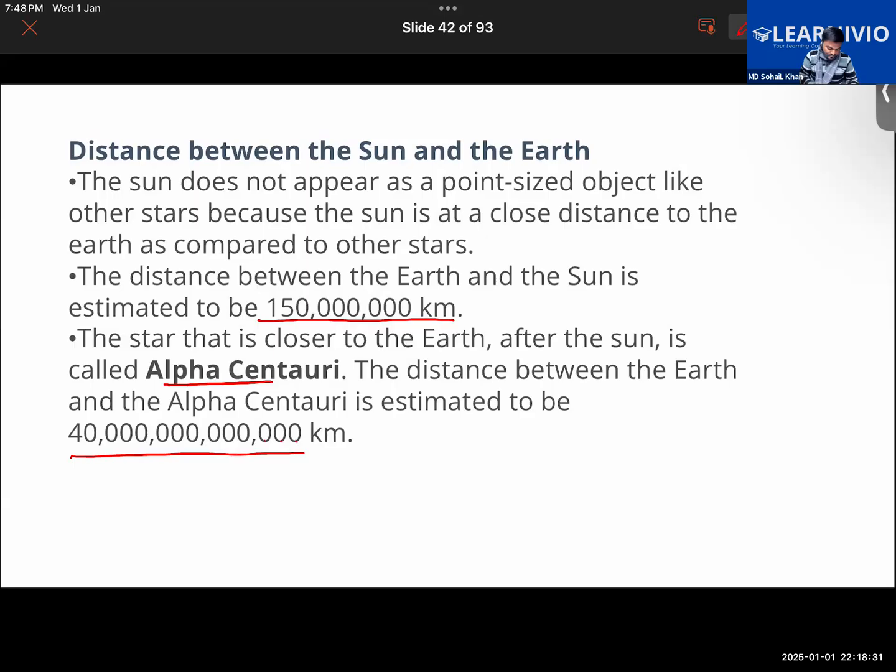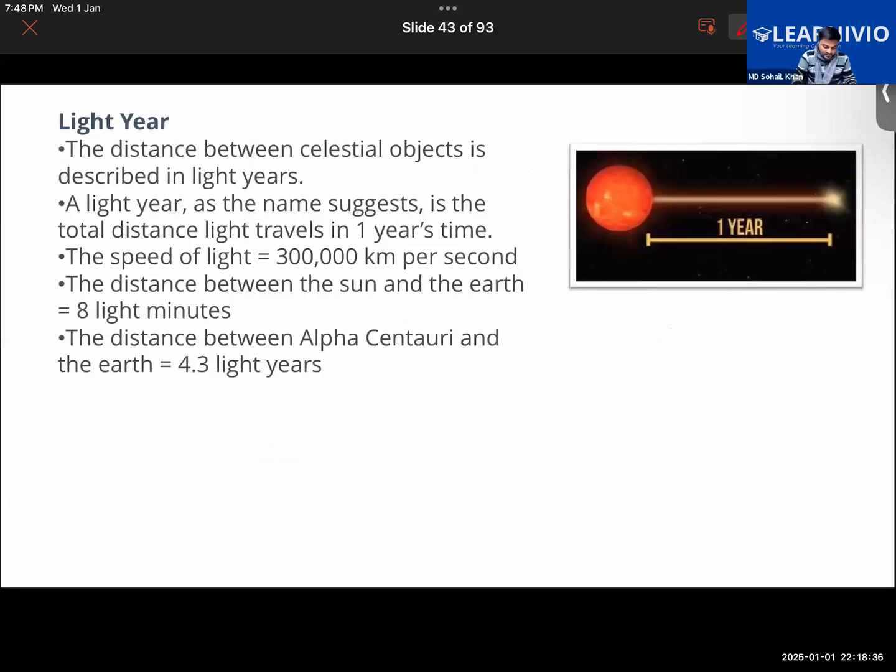40 trillion. 40 trillion, exactly. So that's the distance. Further, we had this concept of the light year. So light year basically tells us the distance traveled by the light in 1 year. For example, this is a star that is emitting light, and the distance that would be traveled by this light in a span of 1 year, that in simple terms is called a light year. Getting it? Also, we know that the speed of light is about 3 lakh kilometers per second.